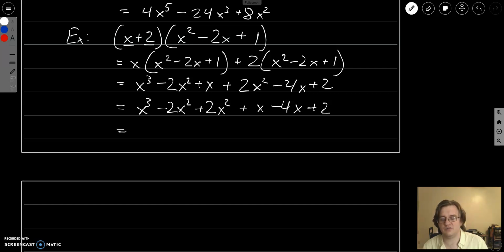So we can finish by looking at x cubed. Negative 2x squared and 2x squared cancel, so we don't have to write anything down. X minus 4x is negative 3x plus 2. In the next video, we'll look more at multiplying polynomials and do some more examples.